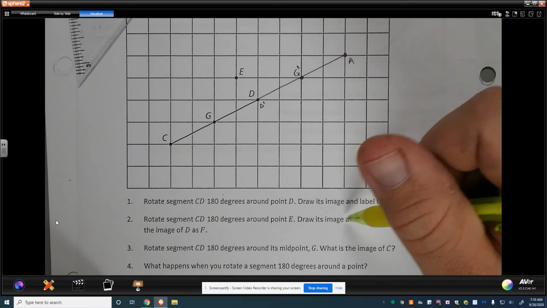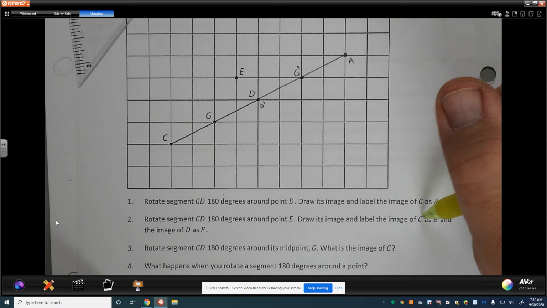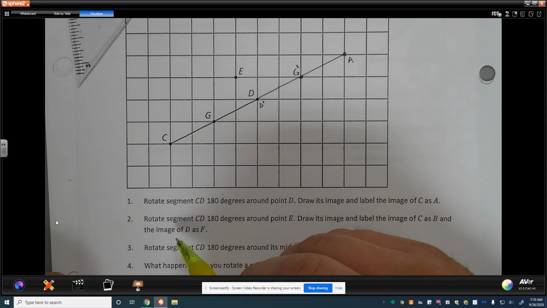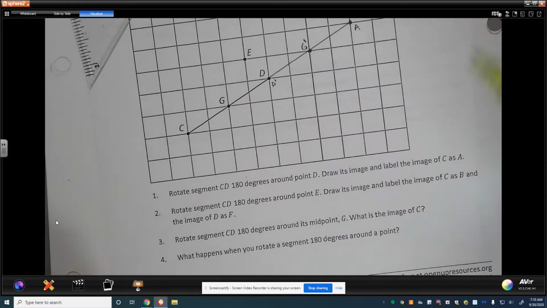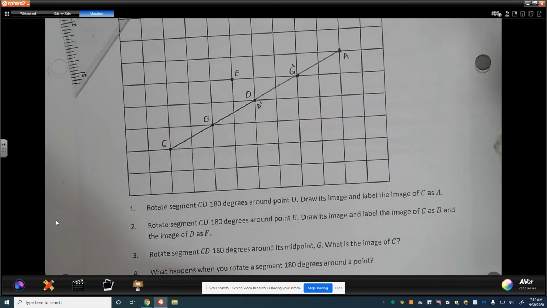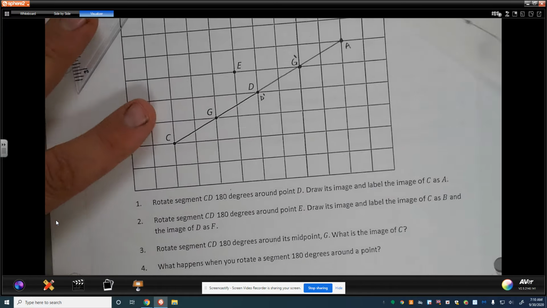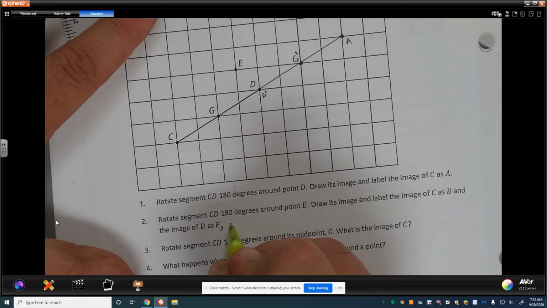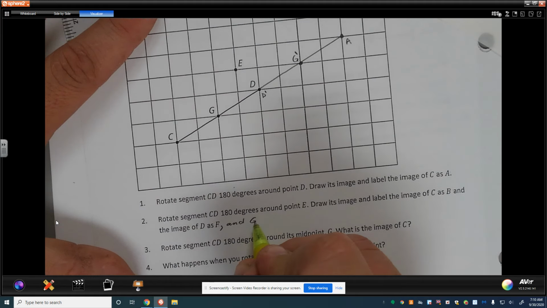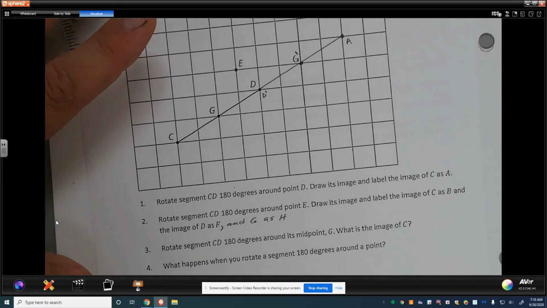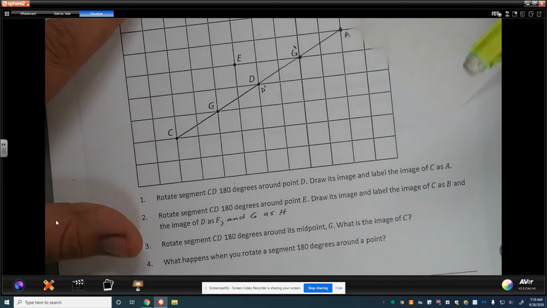Only this time when we draw its image, we're going to label the image of C as B and the image of D as F. So G prime, I guess that one got skipped over in here. We'll go ahead and call G as H, just so there's a good differentiation between them.